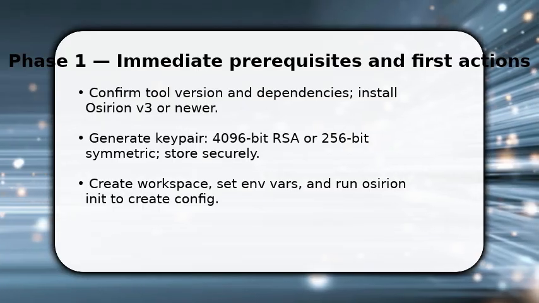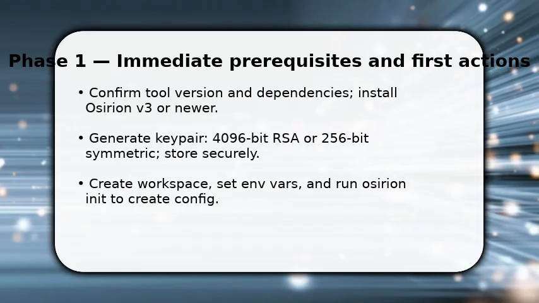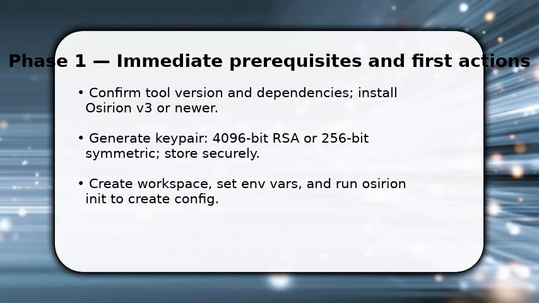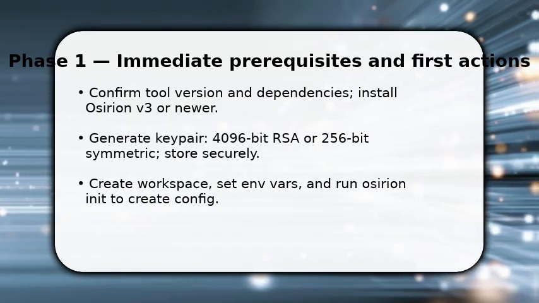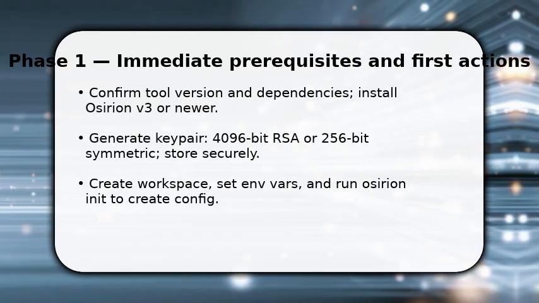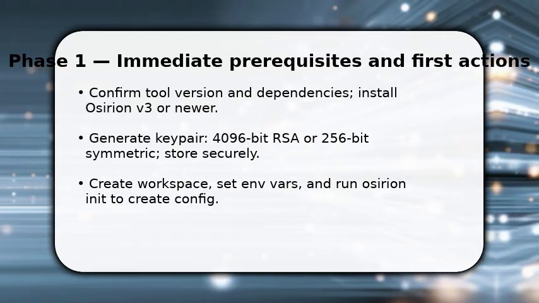You start by preparing a minimal secure environment and getting the first artifact in place. Install Osirion v3, set up a dedicated workspace, and export any required environment variables.